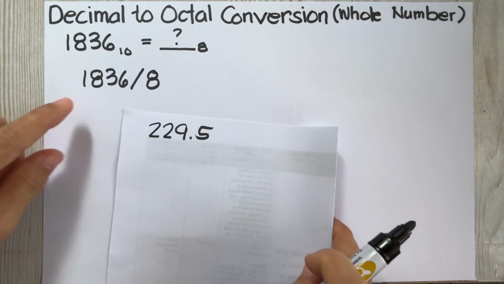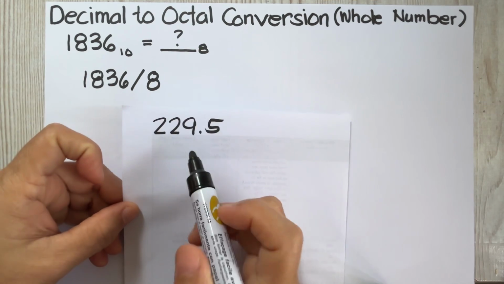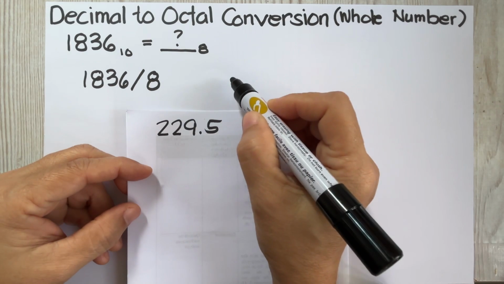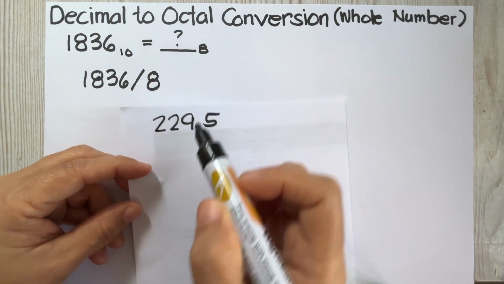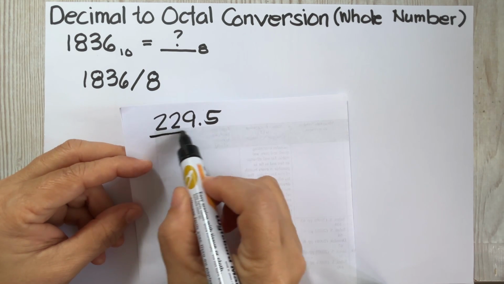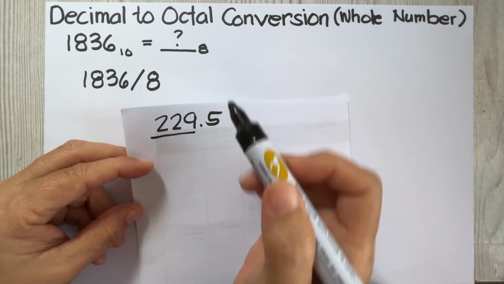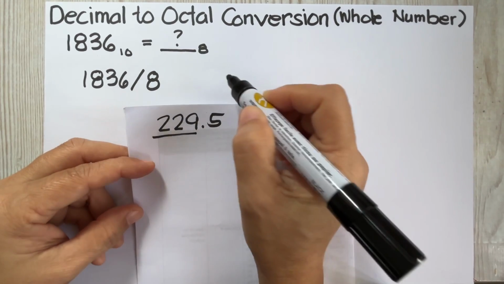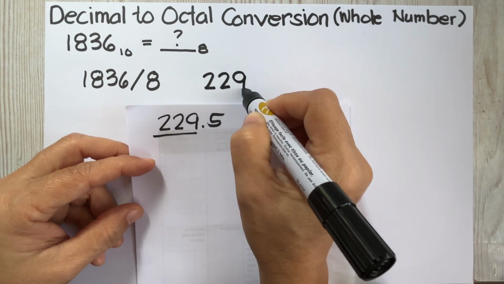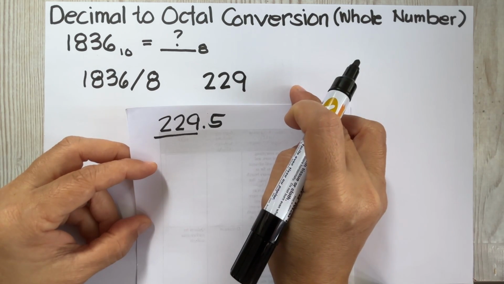Since we already have 1836 divided by 8, the quotient is 229.5. So the second column, as I've said, is for the integral part. The integral part of the quotient is 229. So this is the whole quotient, 229.5, and the integral part, or the whole number part, is 229. So we will take note of that for the second column. The third column is for the remainder.